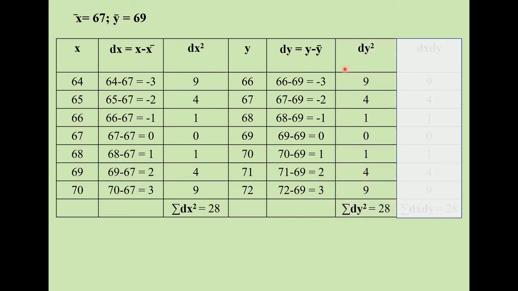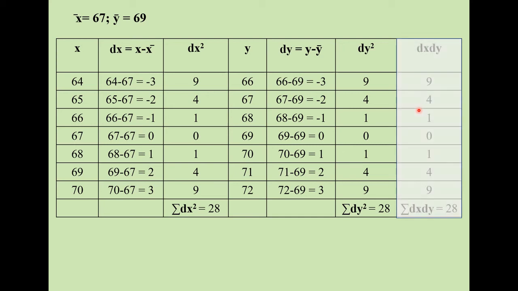Now find out dy square. So minus 3 into minus 3 is 9. Minus 2 into minus 2 is 4, minus 1 into minus 1 is 1, 0 into 0 is 0, 1 into 1 is 1, 2 into 2 is 4, 3 into 3 is 9. Now find out sigma dy square by adding all the values of dy square. So 9 plus 4 plus 1 plus 0 plus 1 plus 4 plus 9 is 28. So sigma dy square is equal to 28.